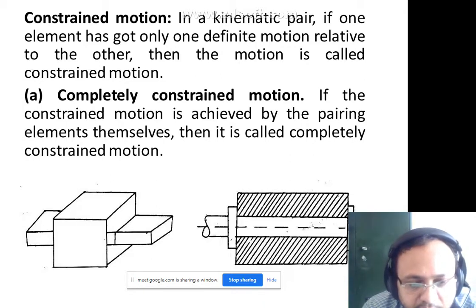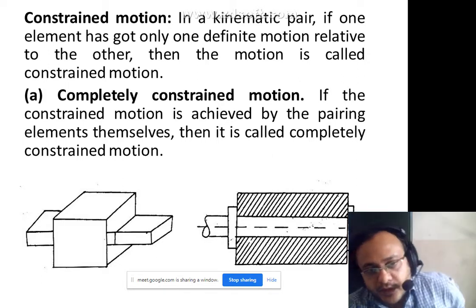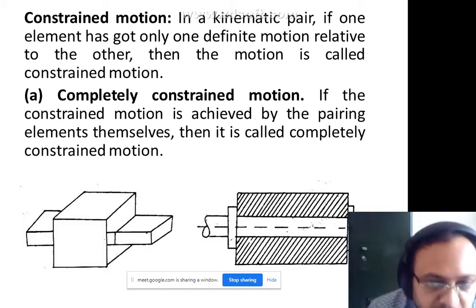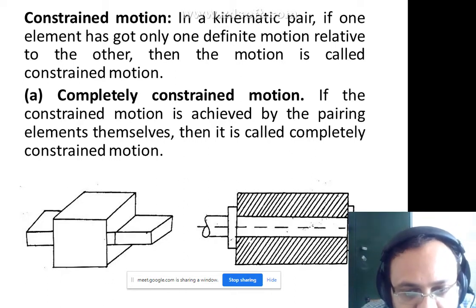In the same way, in the figure you can see a sliding pair in the first, and there is also one more, a revolute pair. So in this case there are three types of constant motion possible. If the constant motion is achieved by the pairing elements themselves, then it is known as completely constant motion.